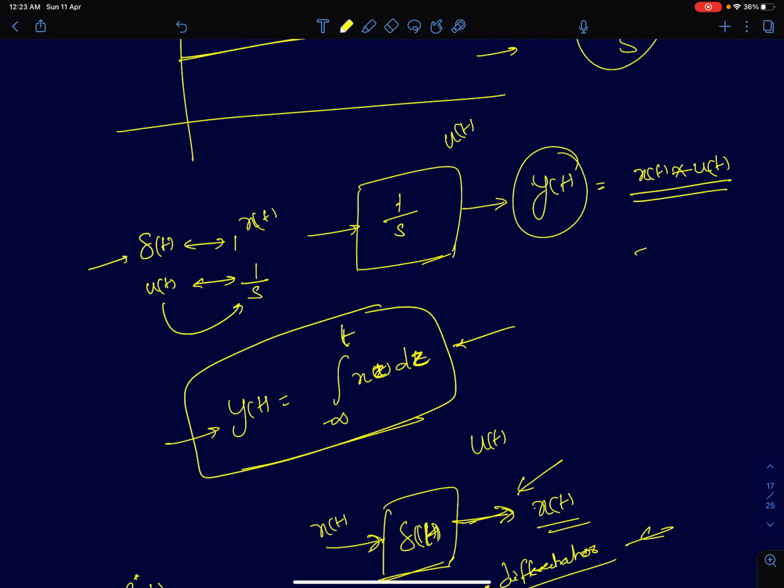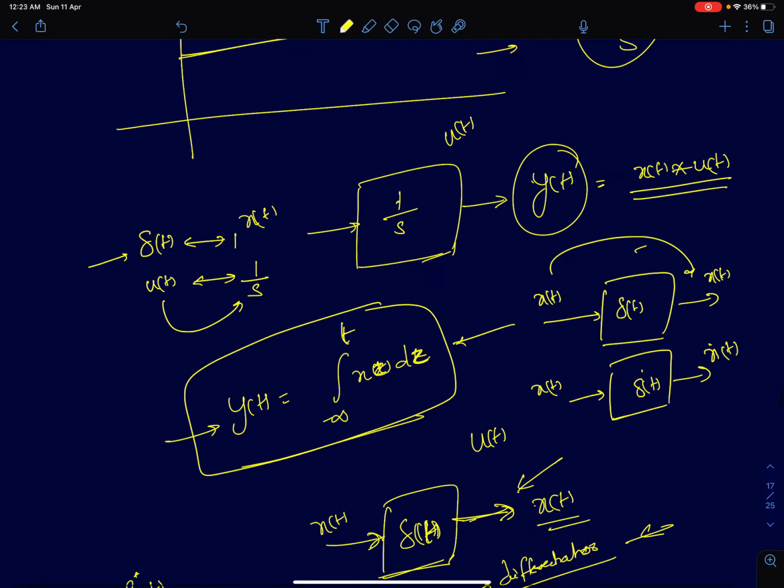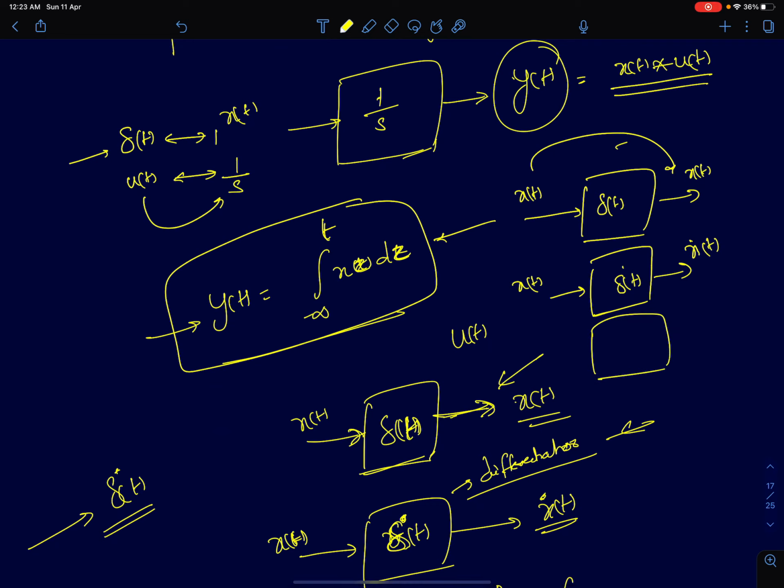If the impulse response was delta of t, it's an identity system. You pass x(t) and it comes out as it is. If you pass x(t) through a system whose impulse response is the derivative of an impulse, delta dash of t, you will get x dot of t, the derivative of x(t). If you pass it through the integral of delta of t, that's u(t), and you feed x(t) to that, your y(t) will be the integral of x(t).